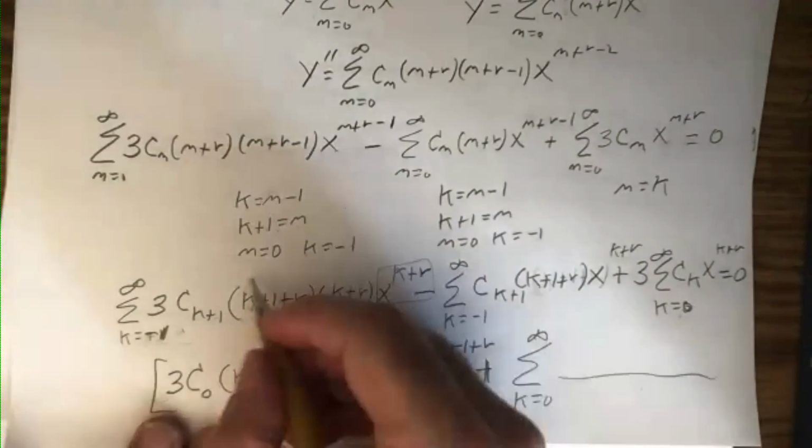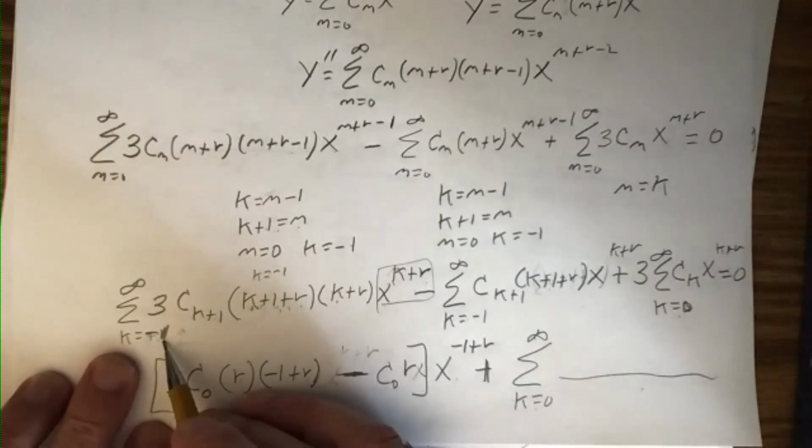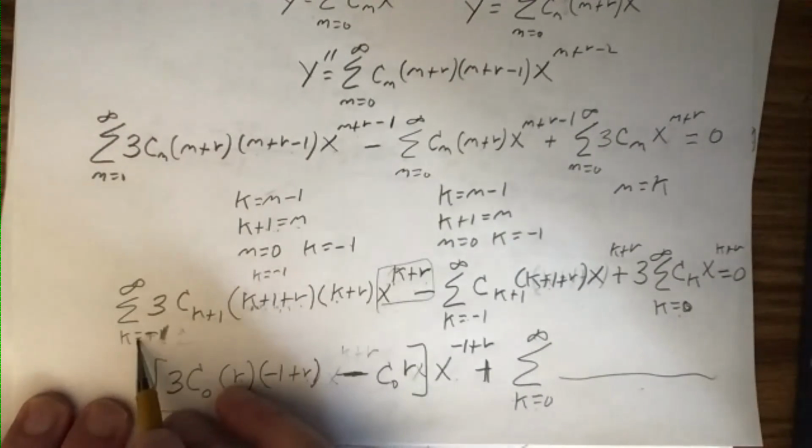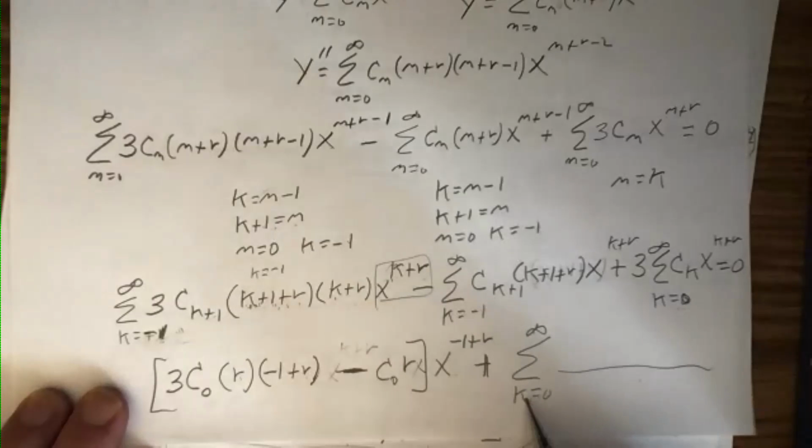All right, I have everything here now starting from 0. And so all I'm doing is putting K is -1 here. My summation starts at K is equal to -1, and I want to start at 0. So I'm putting in K is equal to -1, and then I can start everything from 0.